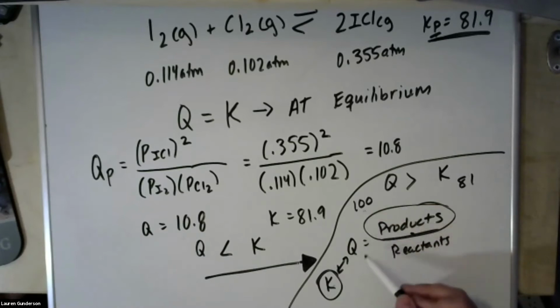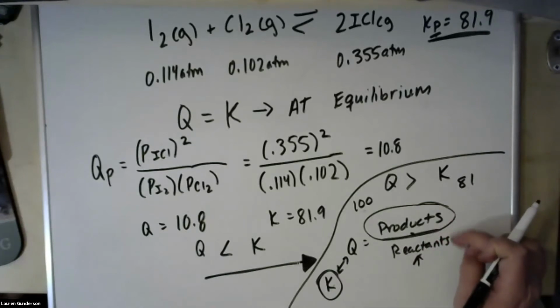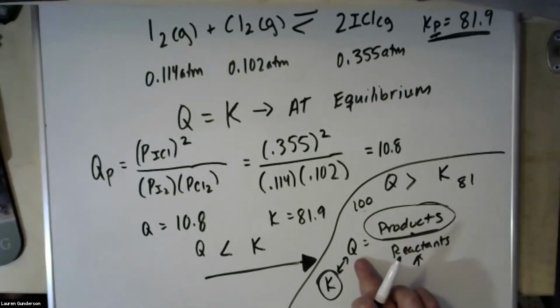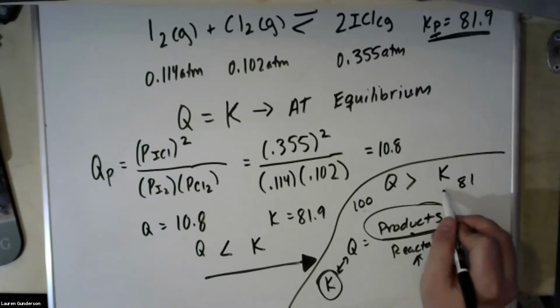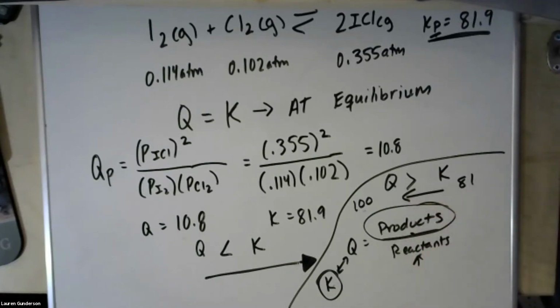So how can I make my Q value smaller? Well, I can make more reactant. If I increase the amount of reactant, then my denominator gets bigger. And when I divide these two things, my overall number, my Q value, will get smaller. All right, so hopefully that explains the directionality of the shifting that's happening there.